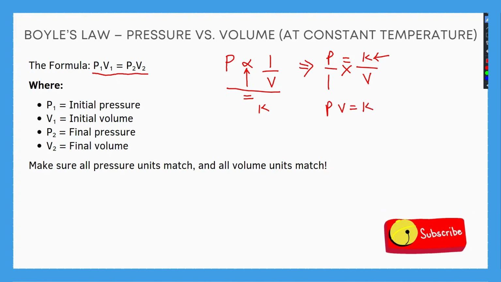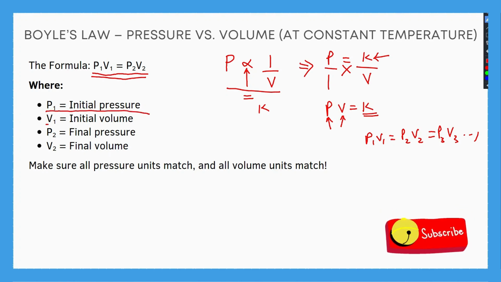What this means is that the product of pressure and volume together will always be constant. So that means P₁V₁ will be equal to P₂V₂, will be equal to P₃V₃, and so on and so forth. So that's how we came about this formula for Boyle's law. P1 stands for initial pressure, V1 stands for initial volume, P2 stands for final pressure, and V2 stands for final volume.